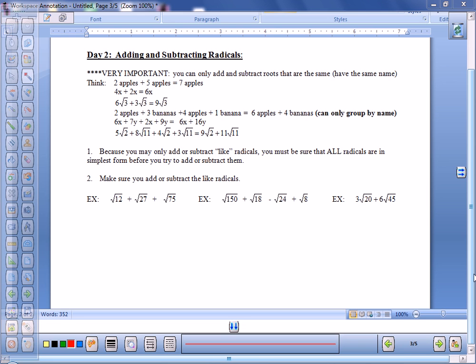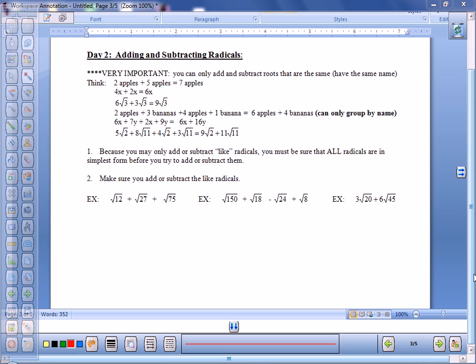We can only group them by name, just like we did with variables. X plus 7y plus 2x plus 9y. We can't add it all together. We can only add our x's with our x's, our y's with our y's. So we got 3x plus 16y. Same holds true when we're dealing with radicals. What's under the radical must be the same, and it has to be the same root. So on this example, we're dealing with all square roots. So 5 roots of 2 plus 8 roots of 11 plus 4 roots of 2 plus 3 roots of 11.